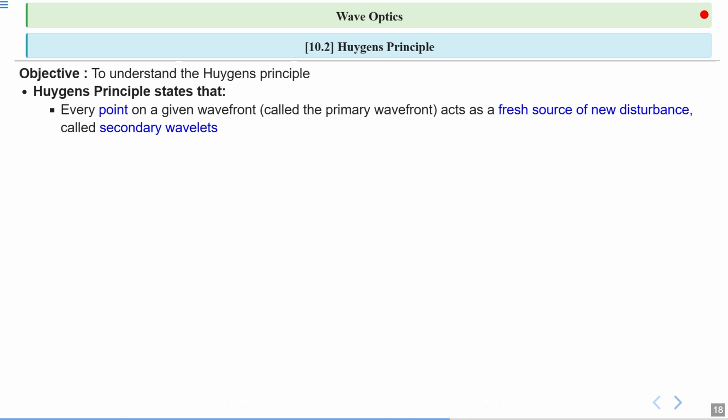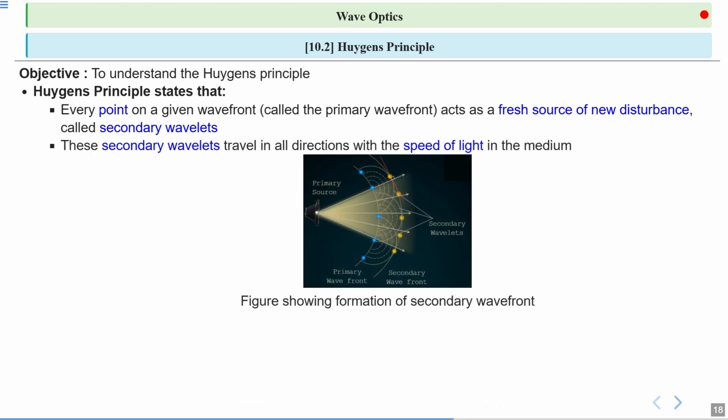Now let's delve deeper into the idea of secondary wavelets. Every point on a given wavefront, called the primary wavefront, acts as a fresh source of new disturbance called secondary wavelets. Each point on the primary wavefront generates these wavelets, which travel in all directions with the speed of light in the medium.